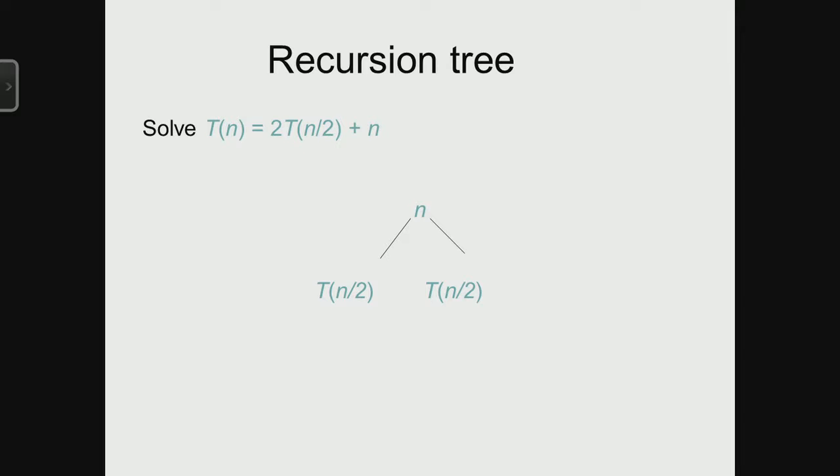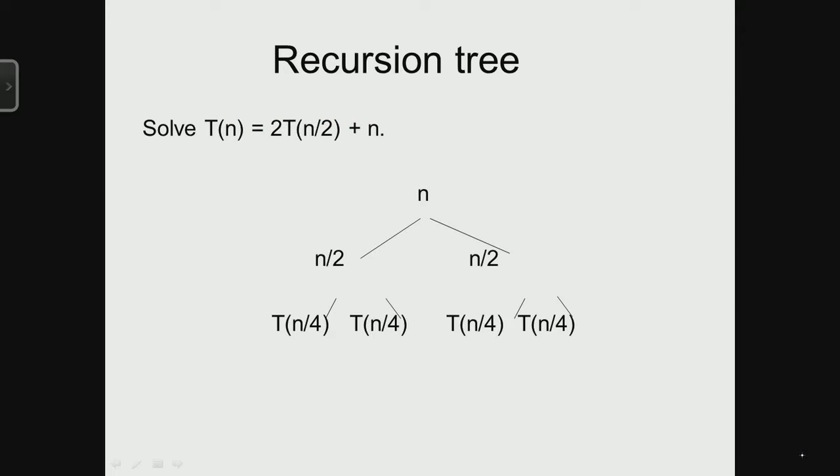Now, the root is replaced by the value n, which is added to the sum of T of n by 2 and T of n by 2. The tree is further expanded using the same rule, where n by 2 replaces the element T of n by 2, and its two children become the values T of n by 4 and T of n by 4.